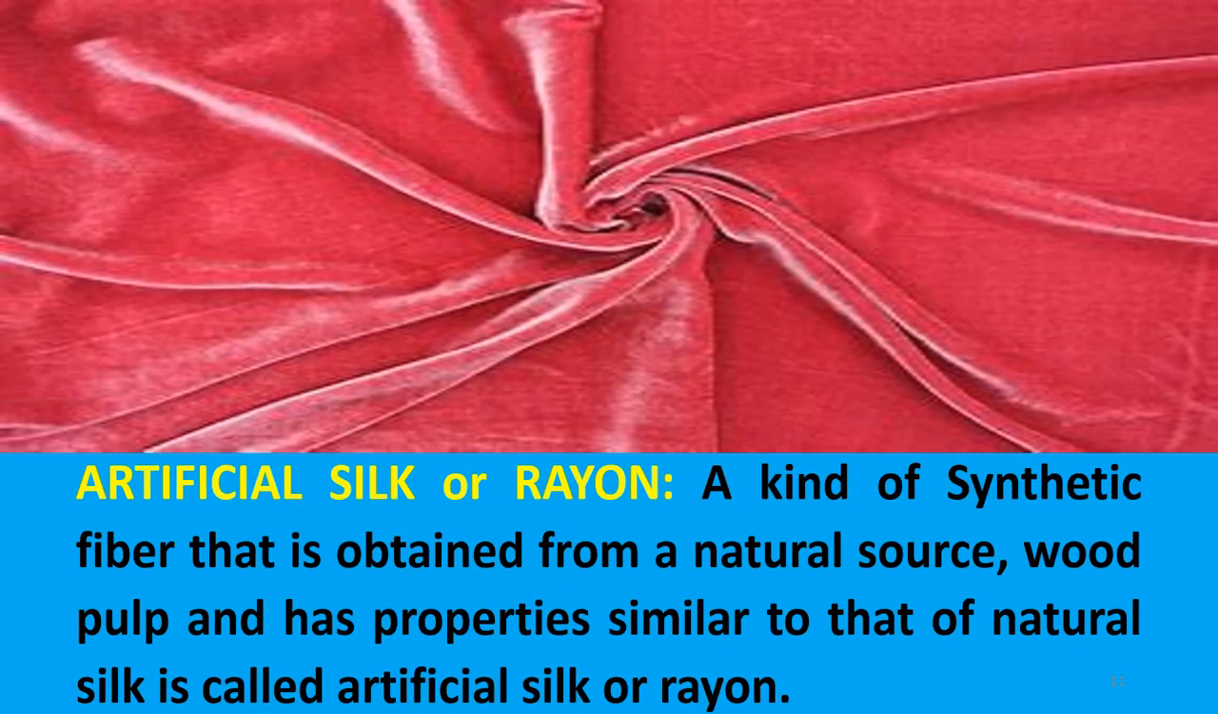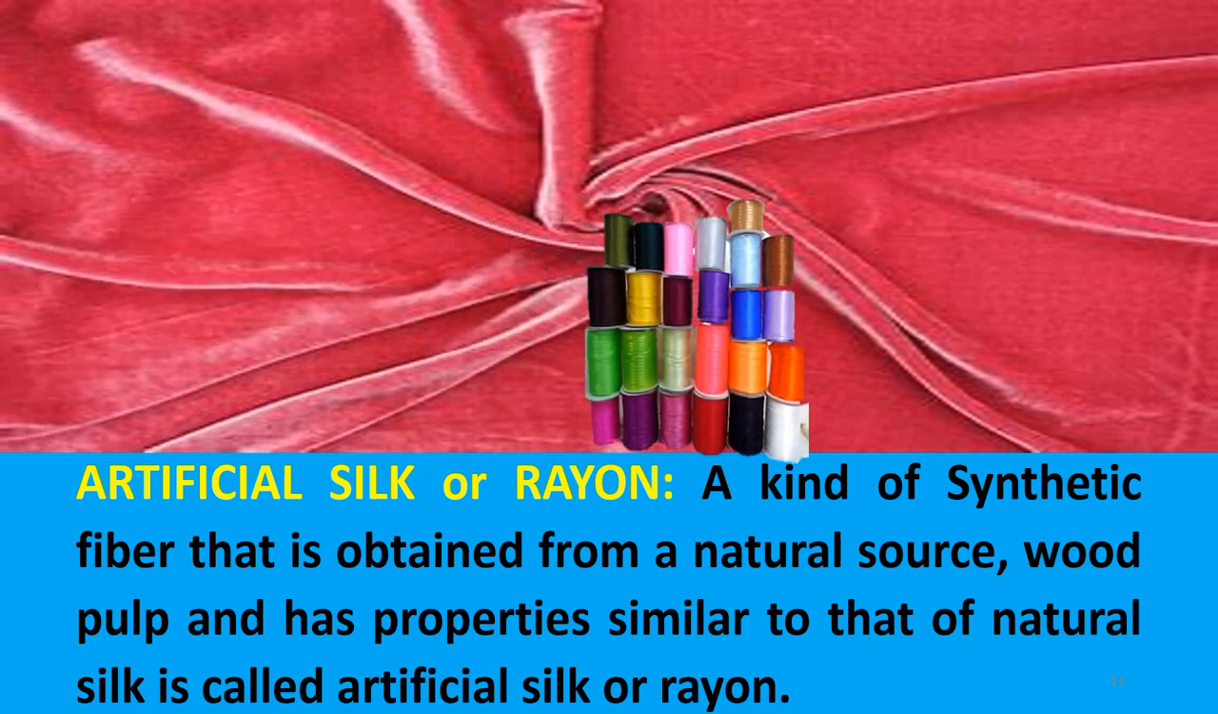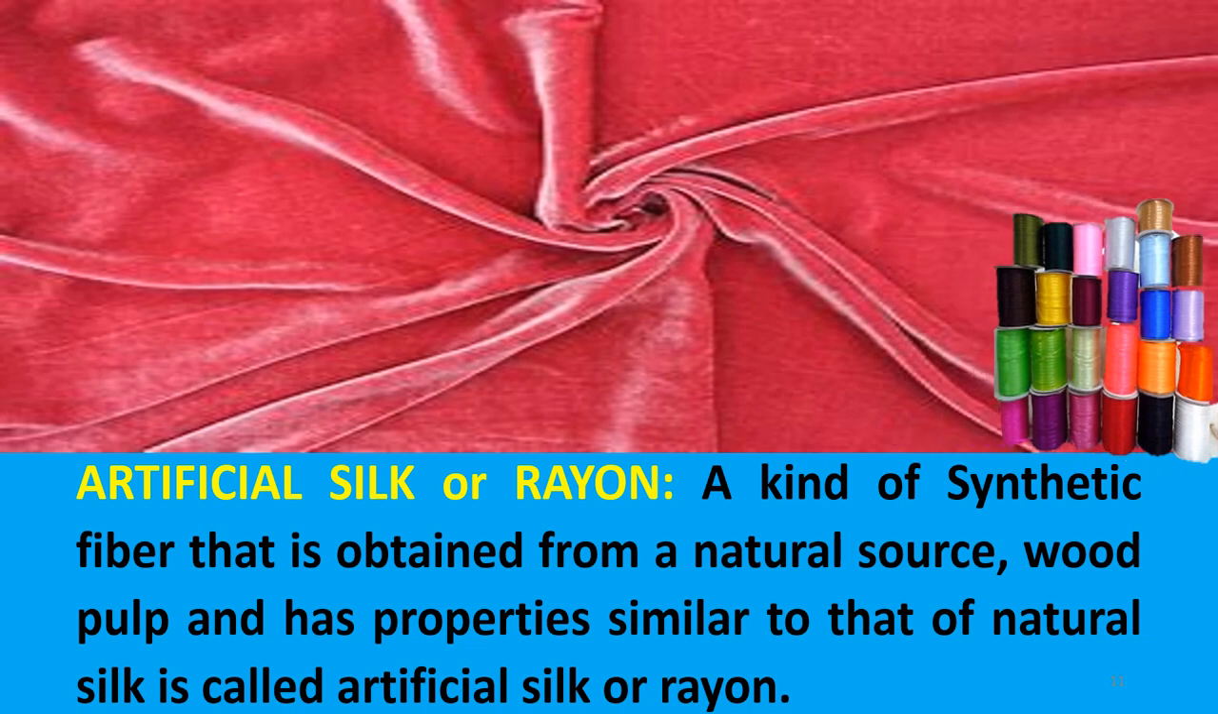The next keyword is artificial silk or rayon. A kind of synthetic fiber that is obtained from a natural source, wood pulp, and has properties similar to that of natural silk is called artificial silk or rayon.